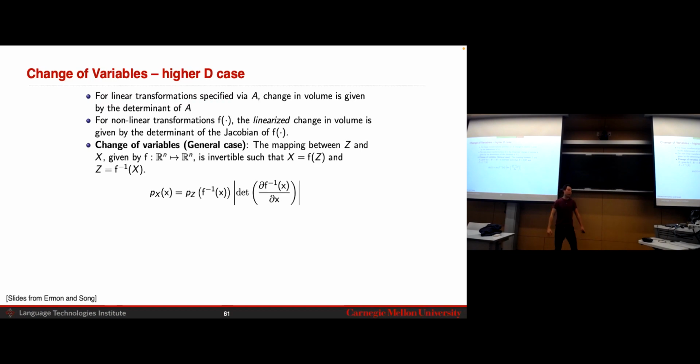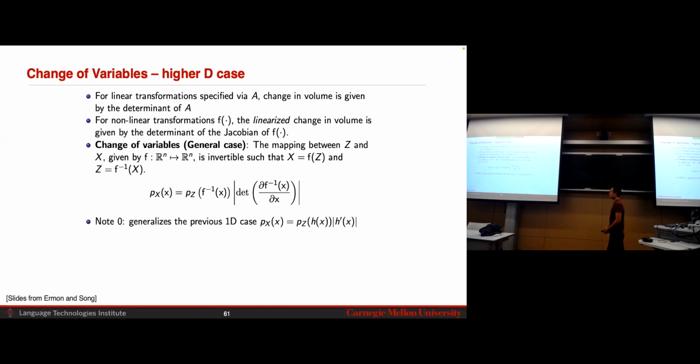And that gives us our change of variables in a more general case. If I have an input x, I have an invertible function f mapping n to n. Again, invertible functions have to have the same input and output dimension, or it's not going to be invertible. So if I have z and I can map it to x given this invertible function, and f inverse is the inverse, then my p of x is going to be p of z, whatever z is going to be equal to f inverse of x, and you also got to multiply by the change in volume, the determinant of my Jacobian of the inverse function, f inverse of x over x.